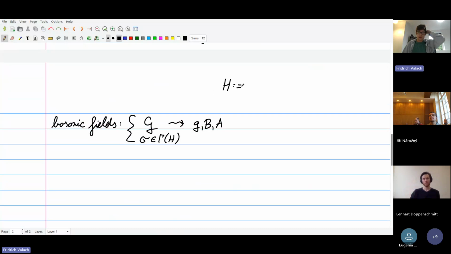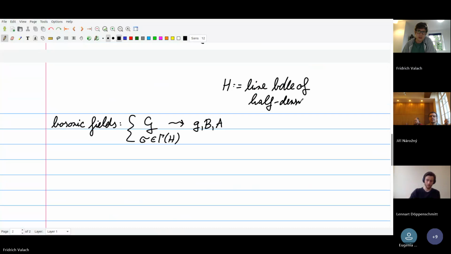So H is the line bundle of half densities on M. These are things such that if you square them, you get a density and you can integrate it. So this is like a square root of your top form, except this one is defined more generally. And you may ask why half densities, why not third densities or 2 densities or something?